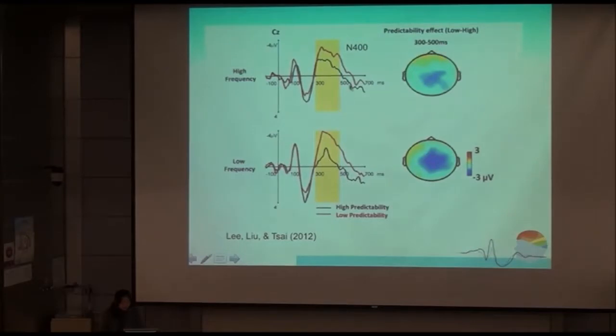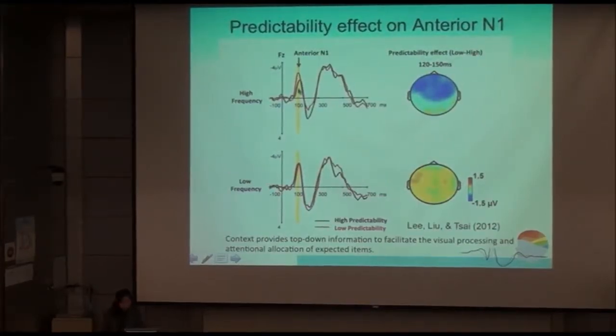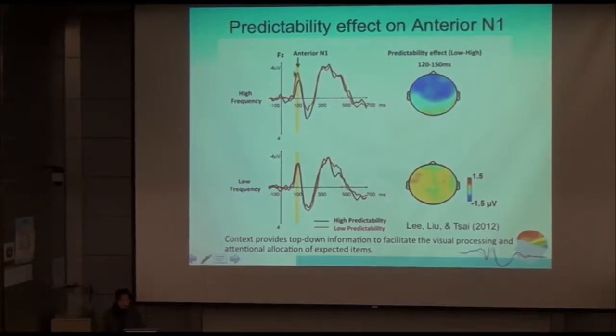Here is the N400 data for the high frequency word and the low frequency word. As expected, the predictability effect on the N400 was mainly found in reading low frequency words. The low Cloze probability word would elicit a greater N400 here, and the distribution is central posterior. But in addition to the N400, we also found an earlier effect on the anterior N1, which is about 100 milliseconds after the onset of the word. This effect is frontally distributed, and we find this effect has a larger impact for high frequency words.